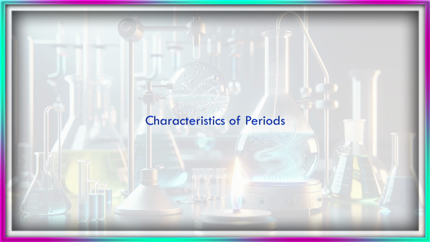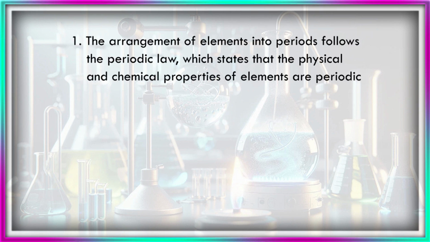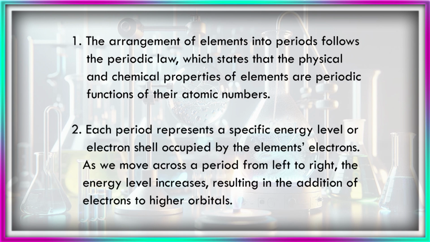Characteristics of periods. 1. The arrangement of elements into periods follows the periodic law, which states that the physical and chemical properties of elements are periodic functions of their atomic numbers. 2. Each period represents a specific energy level or electron shell occupied by the element's electrons.